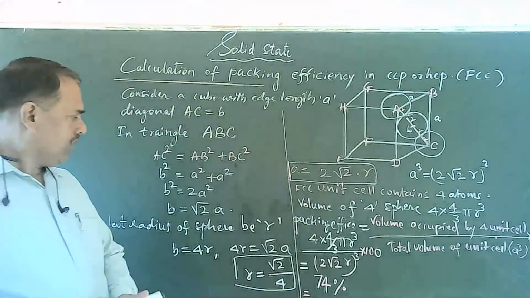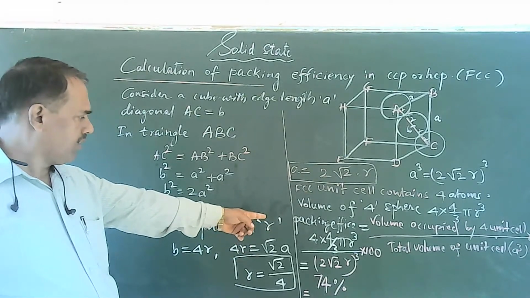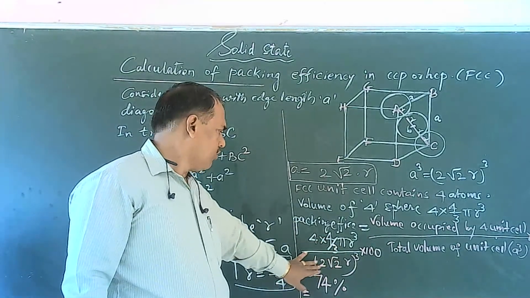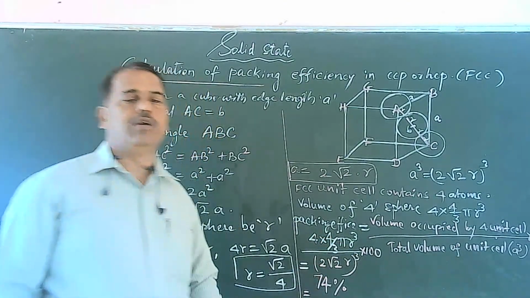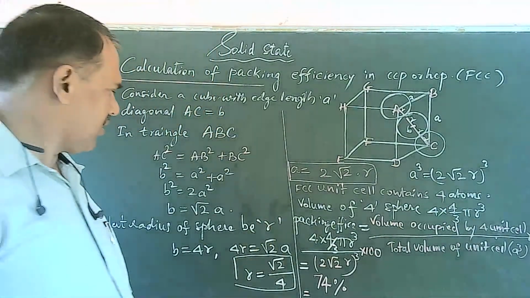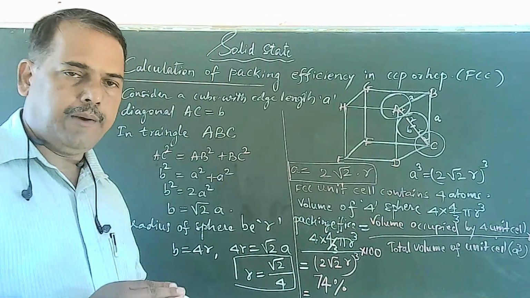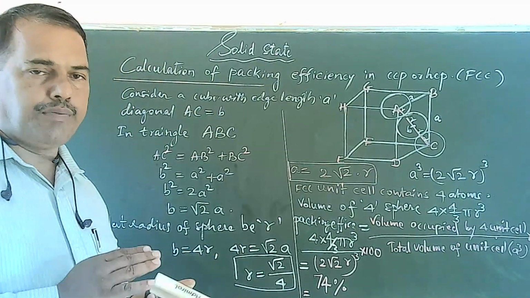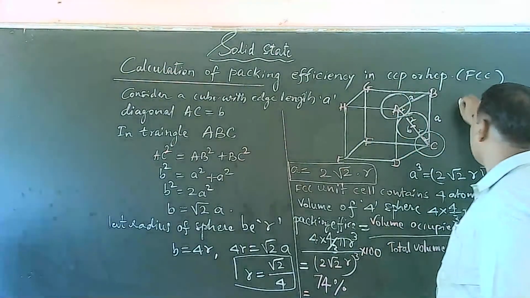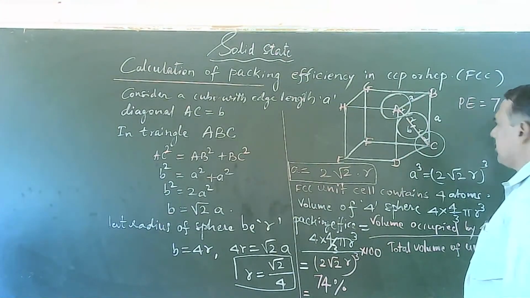Are you clear? See, R cancels out. Then we have 16 by 3 and 2 cube is 8. No need of again showing the mathematical calculation. Just write the percent. You will get 74%. Packing efficiency in FCC is 74%.